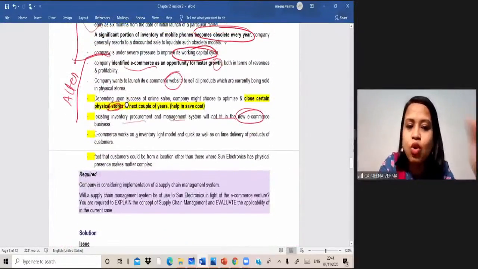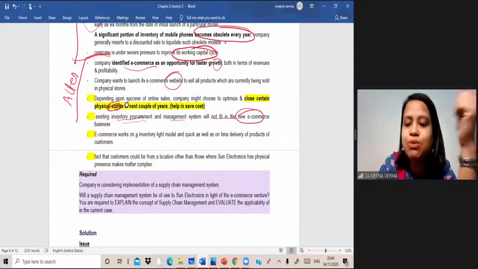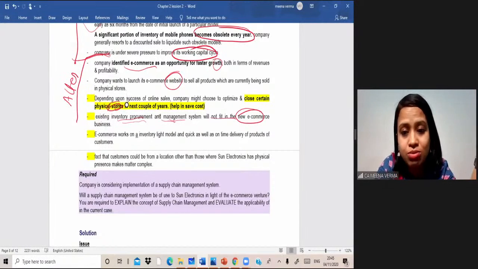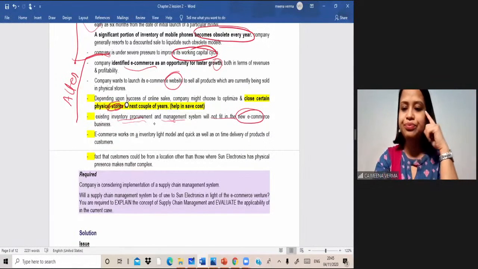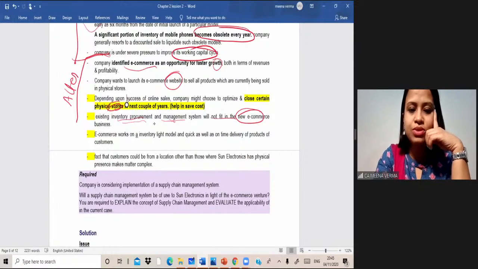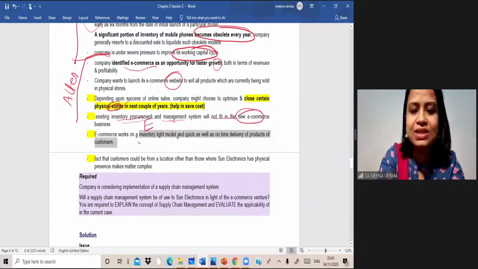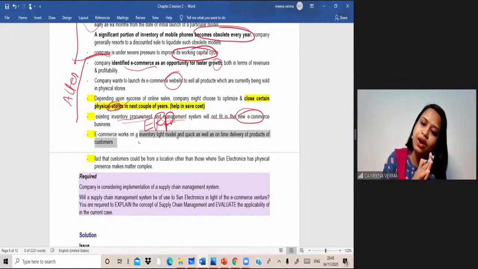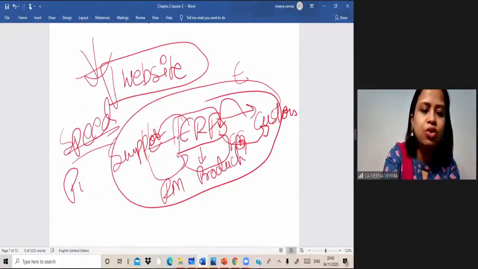The company's old inventory procurement, meaning buying material on a monthly basis, is not good in e-commerce. In this case, you should apply an ERP kind of system. E-commerce works on an inventory light model. If you put in an ERP-like system, you don't need to store the product, there is no need of a warehouse, and you can work on a pull system.